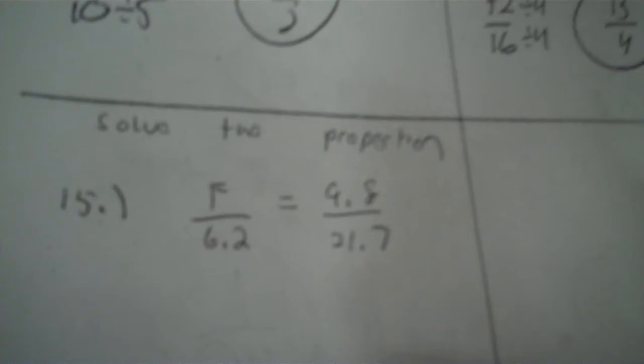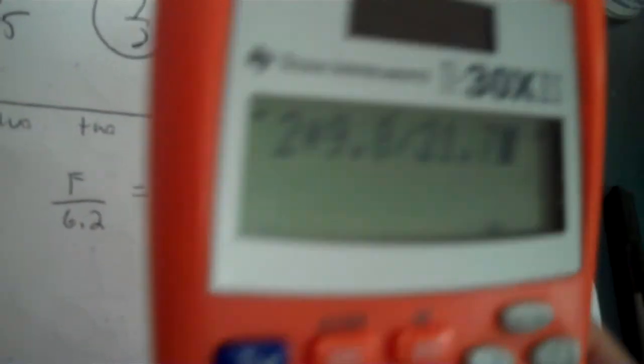Okay, cross multiply and divide that sucker. 6.2 times 9.8 divided by 21.7. 2.8. Okay, number 16. The machine bolt shown has a thread pitch of 1/32 of an inch.